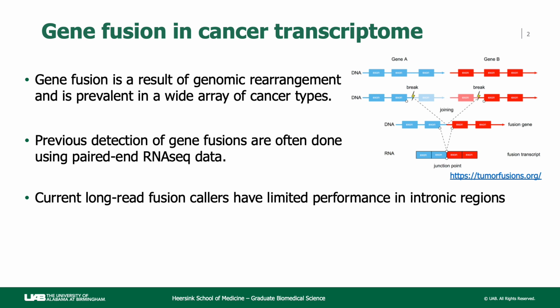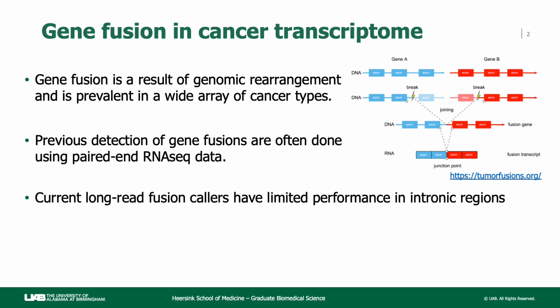As the technologies have developed, we now have long-read RNA sequencing available, such as the HiFi-Seq from PacBio and also direct RNA sequencing from Oxford Nanopore. In both cases, we are able to generate full-length transcript sequences that can help us identify the gene fusions with higher accuracy and also generate the full-length fused transcript sequences for those gene fusion events.